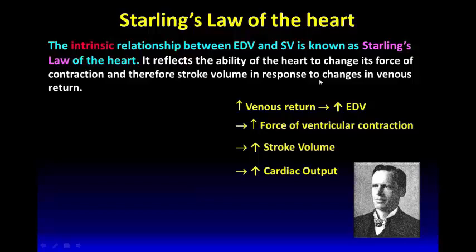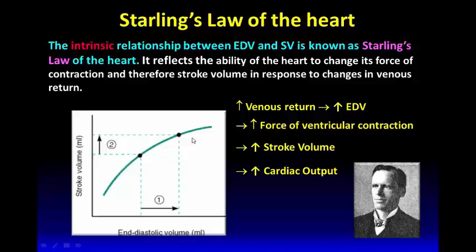So an increase in the venous return results in an increase in the end-diastolic volume. An increase in the end-diastolic volume results in an increase in the force of ventricular contraction, as we explained in the previous slide. And the increase in force of ventricular contraction increases the stroke volume, and the increase in the stroke volume increases the cardiac output.